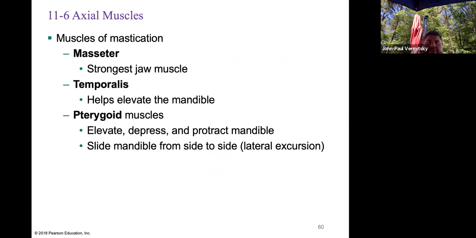Muscles of mastication. Masseter, this is the strongest jaw muscle. The temporalis, this will help to elevate the mandible. And then your pterygoid muscles will elevate, depress, and protract the mandible. The pterygoids, if one side does contract and the other does not, this allows for side-to-side movement.